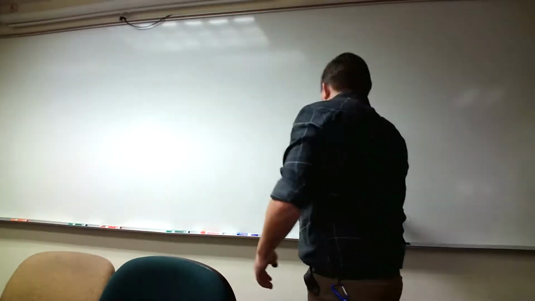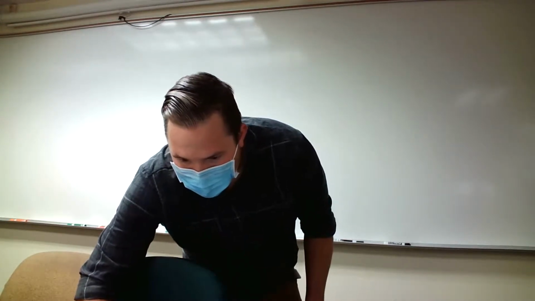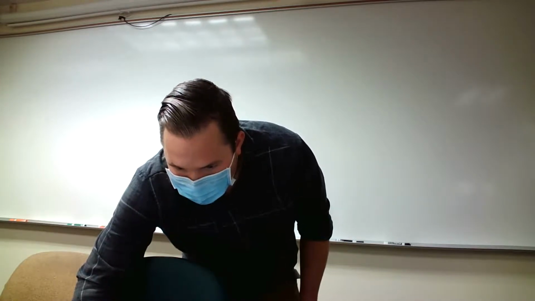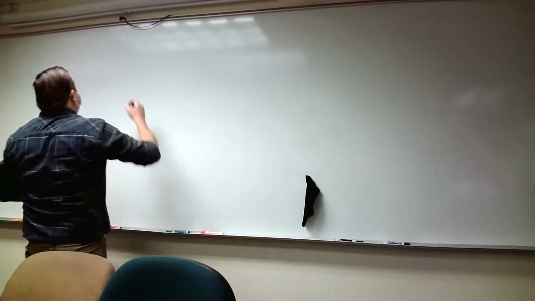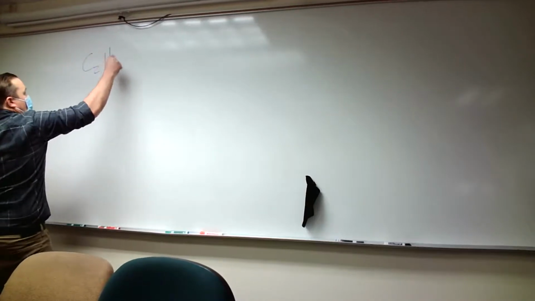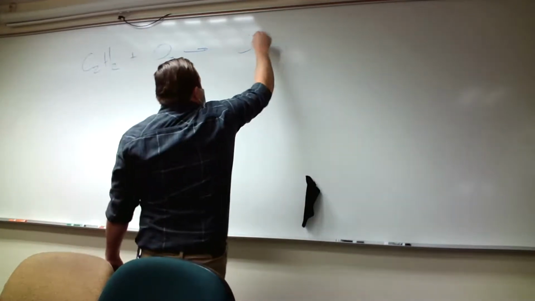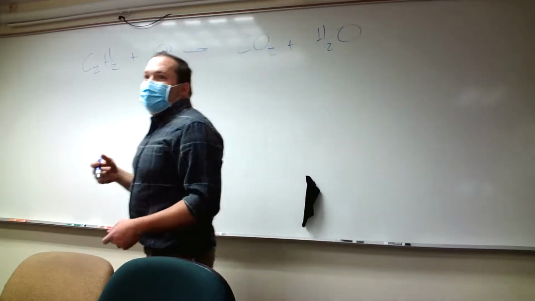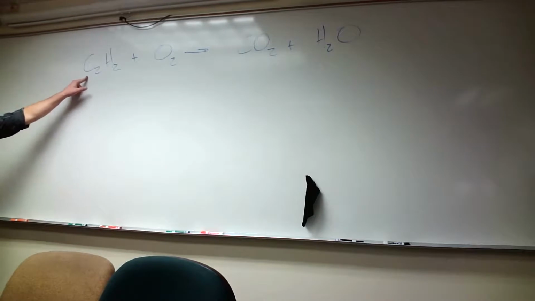All right. Let's do some more practice, and we'll introduce some more vocab. All right, here's the reaction. We're going to do acetylene. Acetylene burning with oxygen. It's a combustion reaction, so it makes CO2 and H2O. We've seen this before, right? All that changes is what's burning.